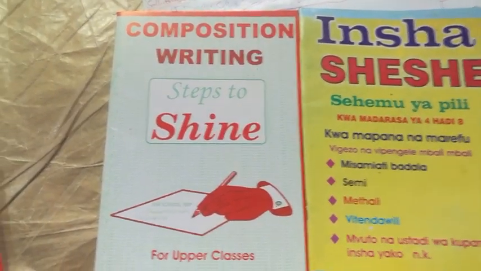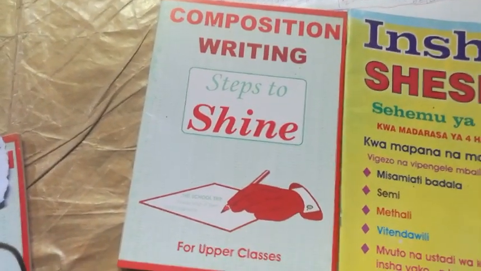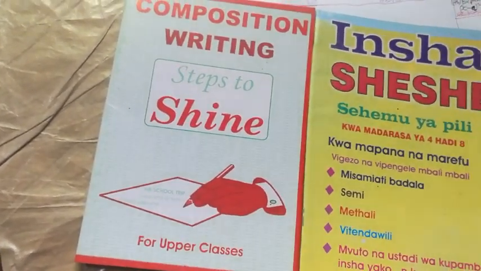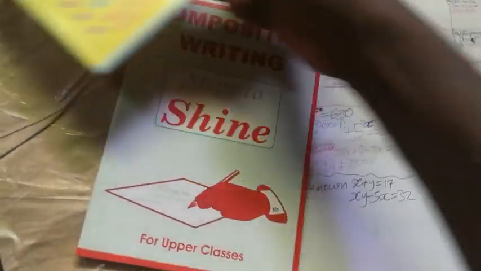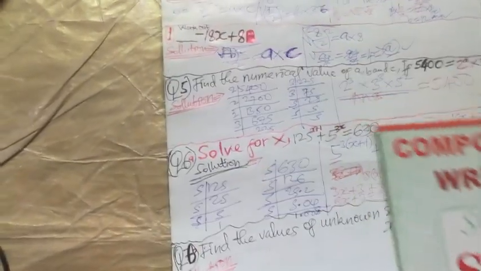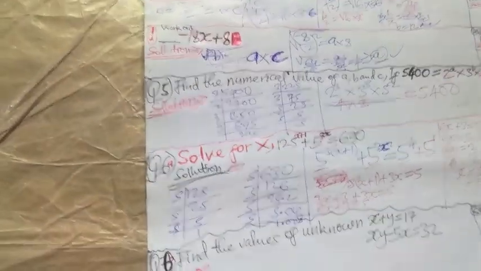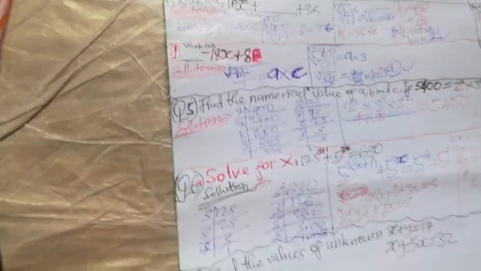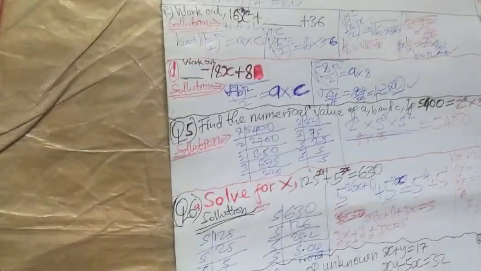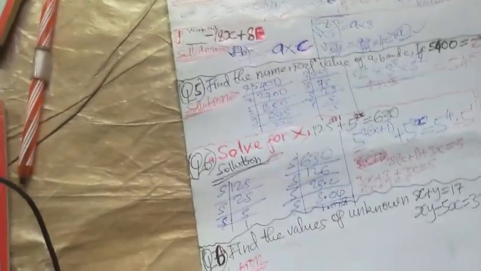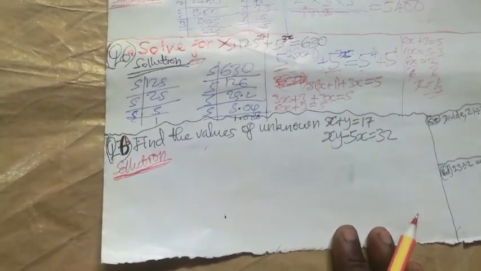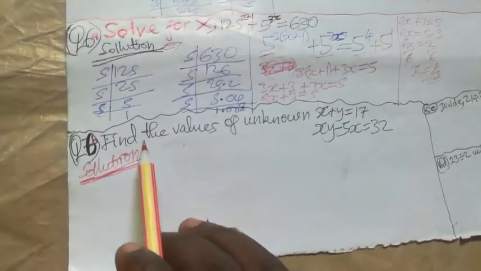Hello viewers, this is part two of the shortcut ways in doing mathematics. We have already solved question number 4 to question number 6a. We are going to part 2 in which we are continuing with question number 6b. This is question number 6b.